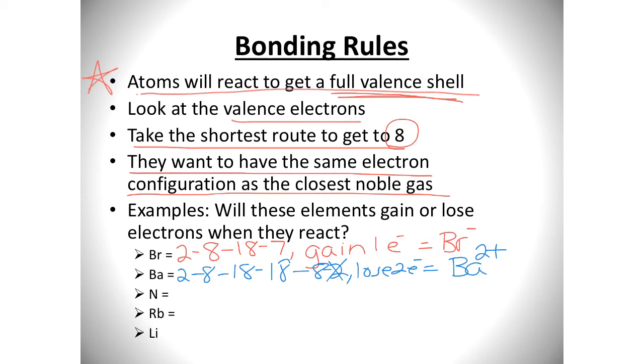All right, let's take a look at nitrogen. Nitrogen is 2, 5 for the electron configuration. So we have 5 valence electrons. So in order to get a full shell, it could either lose 2 to end up like helium or gain 3 to look like neon. So gaining 3 is going to be the shorter route. So nitrogen will gain 3 electrons to make the N3- ion. So the nitrogen ion would be bigger than the nitrogen atom, the radius would be. The mass would not change since electrons are essentially massless.